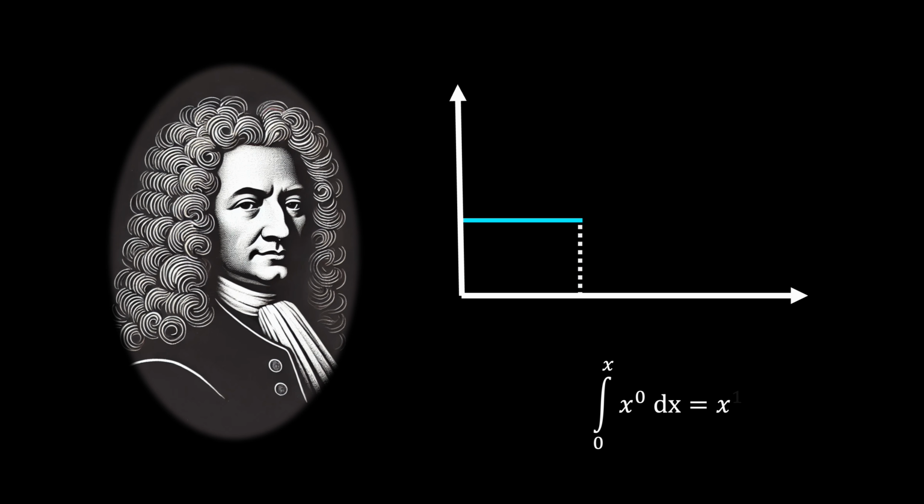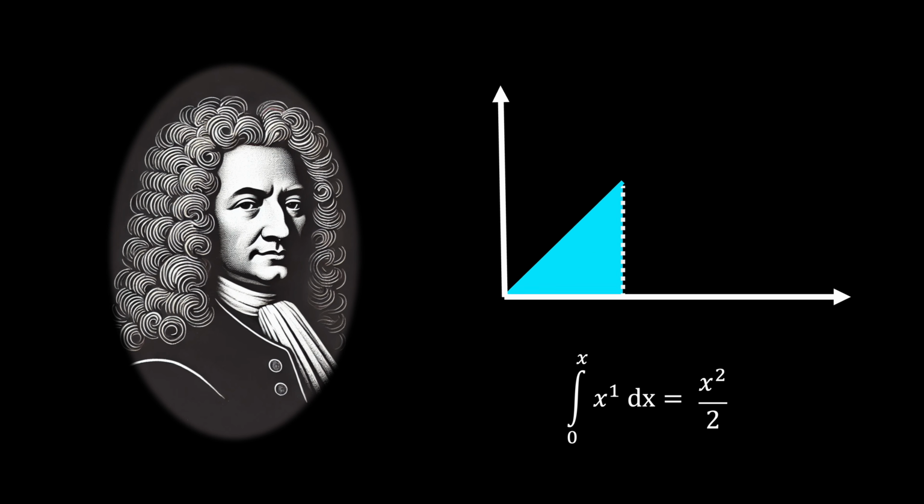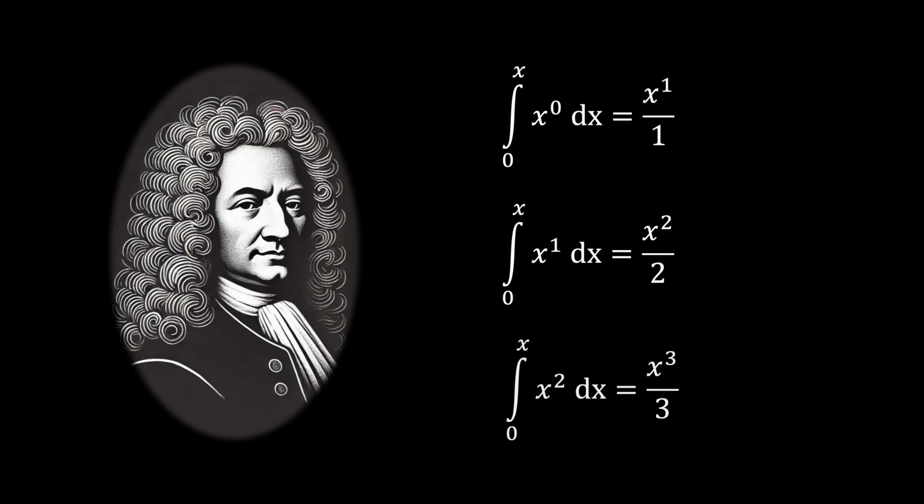Next, consider the function where x is raised to the power of 1. The area under this curve forms a triangle, which has an area of 1/2 multiplied by x squared. So the integral of x is x squared divided by 2. At this point, you might notice a pattern. When x is raised to the power of 0, the result is x to the power of 1 divided by 1. When x is raised to the power of 1, the result is x to the power of 2 divided by 2. It wouldn't be unreasonable to predict that if x is raised to the power of 2, its integral will be x to the power of 3 divided by 3.